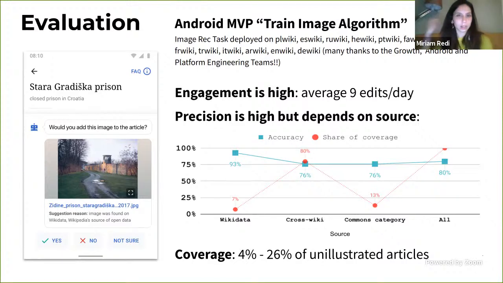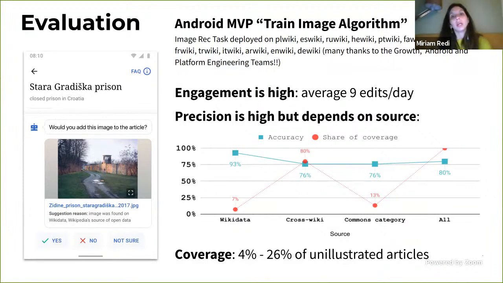And what we found is that the engagement is pretty high, so editors tend to like this task, and that also the precision of the recommendation is pretty high. It's between 76 and 93% accurate, depending on the source of the recommendation. One drawback of this relatively simple approach is that the coverage is relatively limited. So we are able to recommend images for articles only for 4 to 25% of the unillustrated articles in a Wikimedia project, in a Wikipedia.